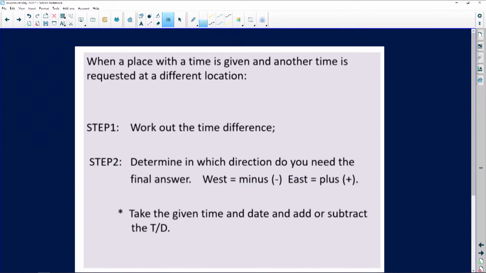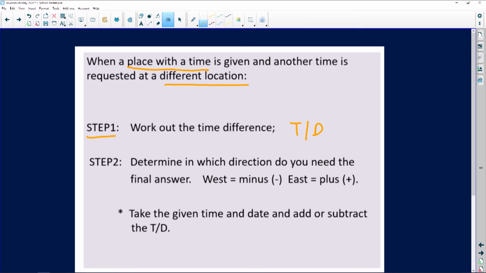Our next type of question has two steps. When a place with a time is given, and they want to know what the time will be in a different location, there are two steps. Step one is what I've just explained to you. Step one you always use when you do these types of calculations: work out the time difference.